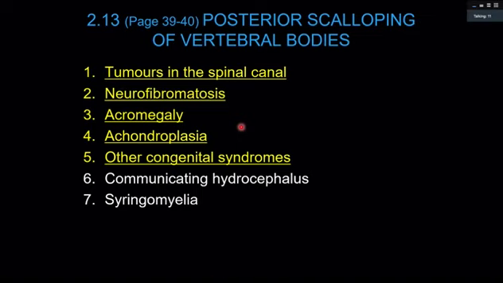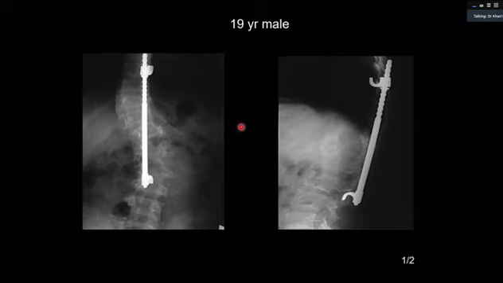achondroplasia. No, in your case here, you have got scoliosis. You have got long segment instrumentation. So this patient had scoliosis and long segment instrumentation. Then you have significant posterior scalloping at multiple levels. And by the way, you can see the pedicles are not decreasing in distance. So, what is the conclusion then?